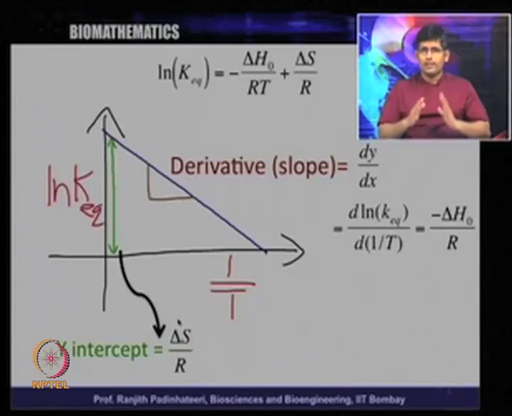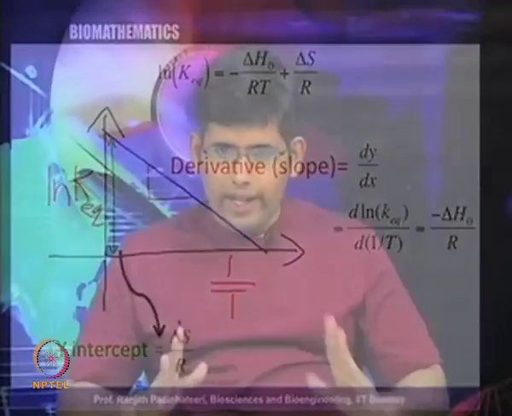So, from this particular experiment, by knowing the simple idea that the derivative is nothing but the slope, and by calculating the derivative of this experimental curve, we can get the enthalpy delta H 0, and from the y intercept you can also calculate the entropy. So, enthalpy and entropy from a simple experiment where we vary the temperature and measure the concentration of A and B.